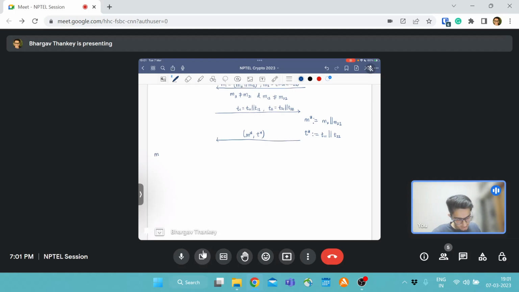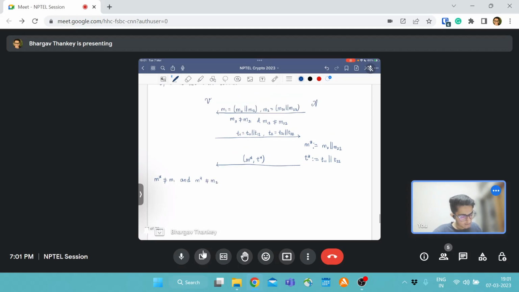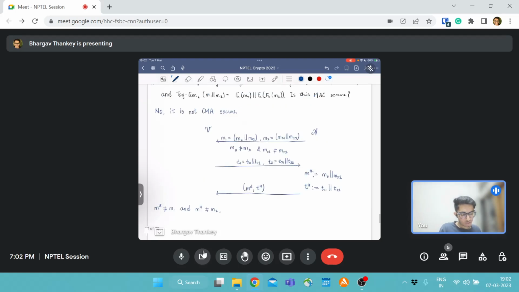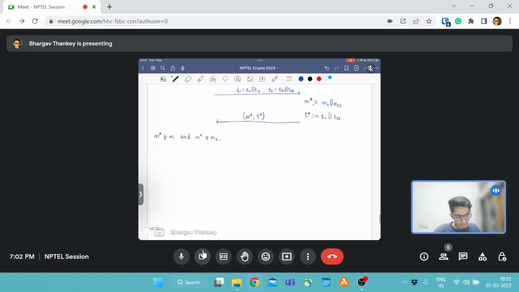Now, again, as in the previous question, M star is not equal to M1, and M star is not equal to M2 either. Why? Because it's different from M1: M1 is M11, M12, while M star is M11, M22, and M22 and M12 are different. And it's different from M2 because M1 and M2 are different. So it's different from both of them. So M star is indeed a new message. So if we show that T star is a valid tag for M star, then just as in the previous question, we would be done. We would have shown that this is not a secure MAC. Right, let's show that T star is a valid tag.